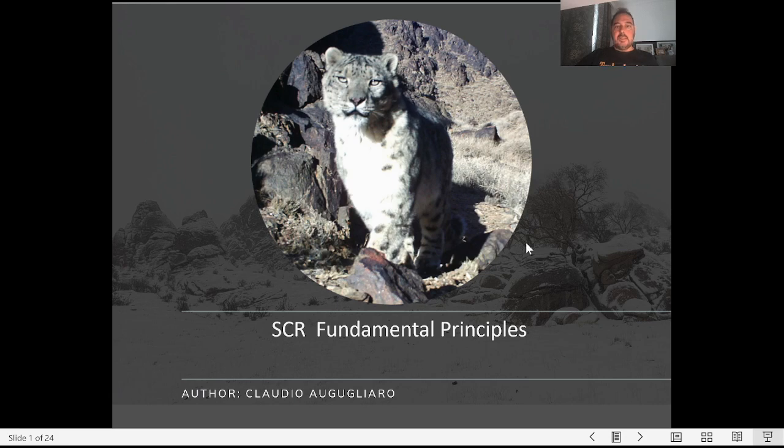Hello everyone. Today we will talk about the spatial capture-recapture. First I will introduce some principles and later we will run some script to run just one single null model, which means without the covariates.